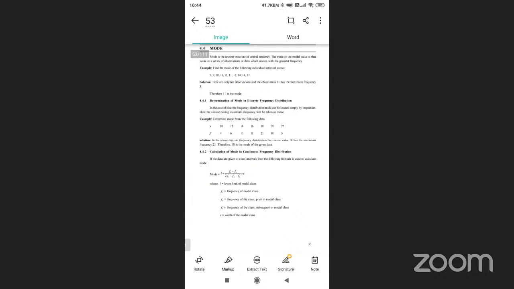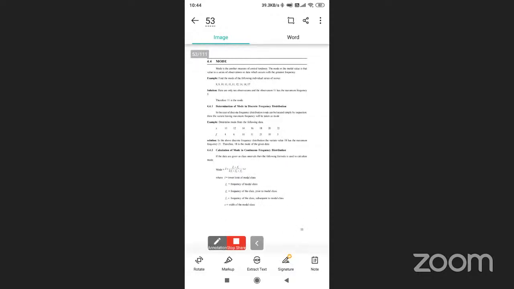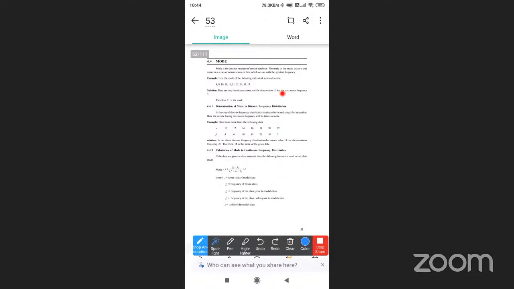Now find the mode of the following individual series. Coming to how to calculate mode for an individual series. See the problem. Example: 9, 9, 10, 11, 11, 11, 12, 14, 14, 17. In this series, 9 is repeated 2 times, 11 is repeated 3 times, 14 is repeated 2 times. 10 is 1 time, 12 is 1 time, 17 is 1 time.